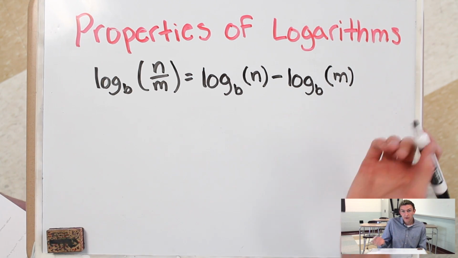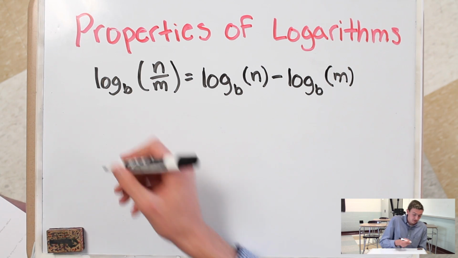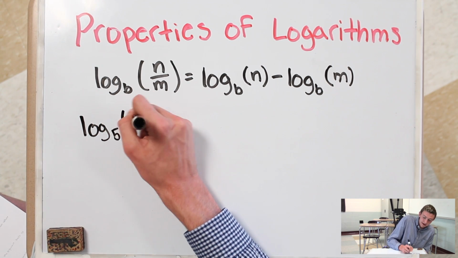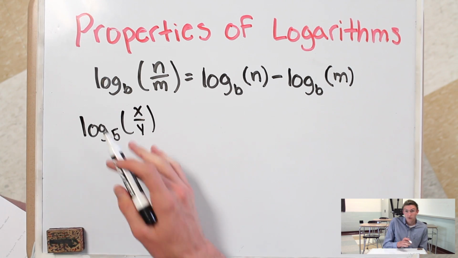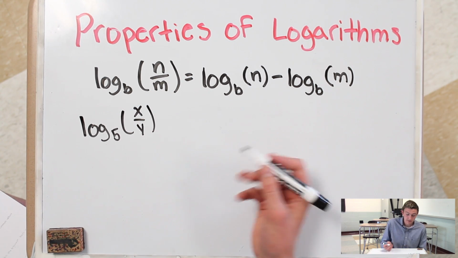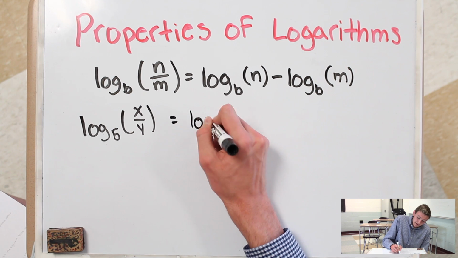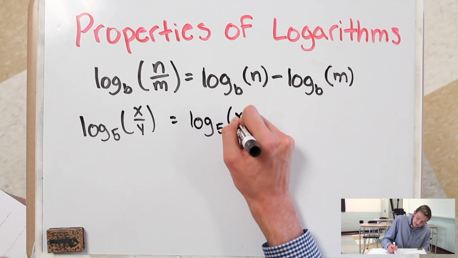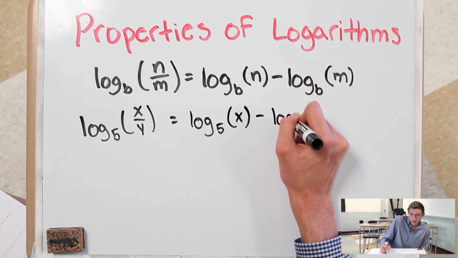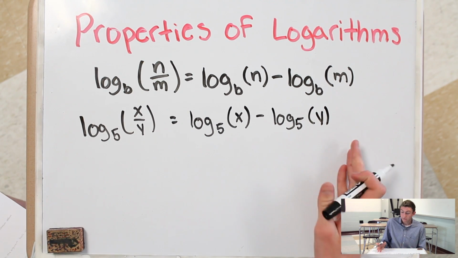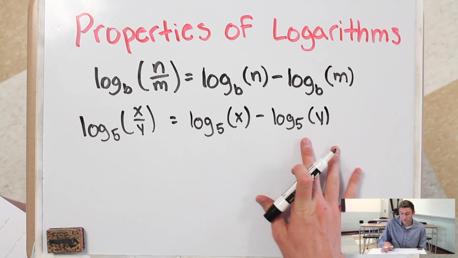So now you're ready for an example. Let's try log base 5 of x divided by y. According to our quotient property of logarithms, that's going to be expanded to log base 5 of x minus log base 5 of y. Okay, so now you see how it works with variables.